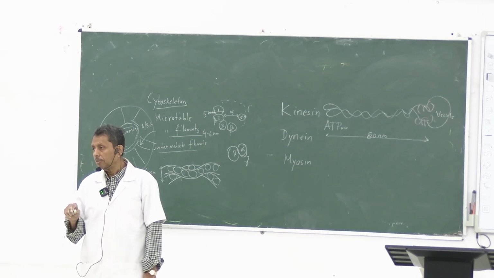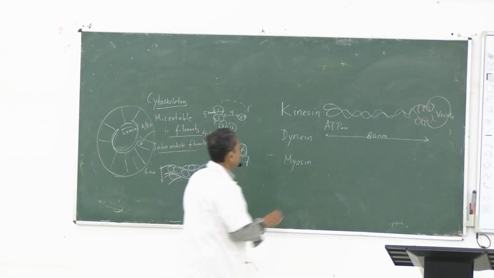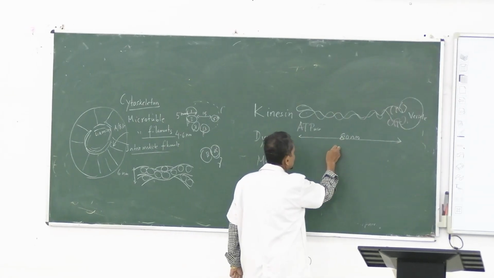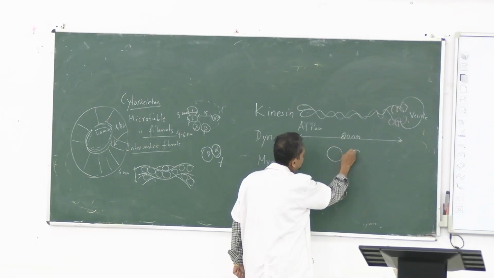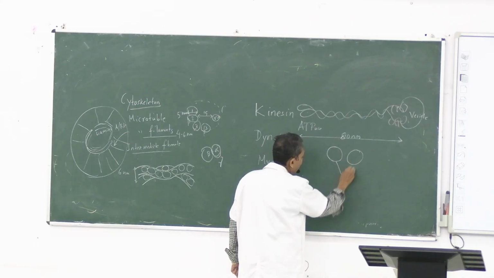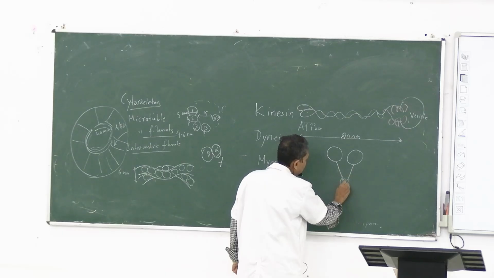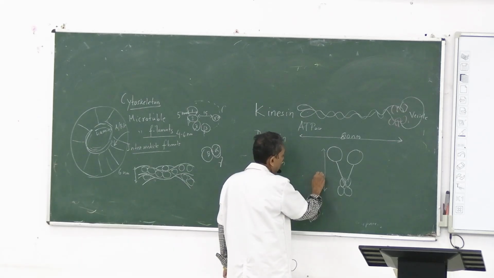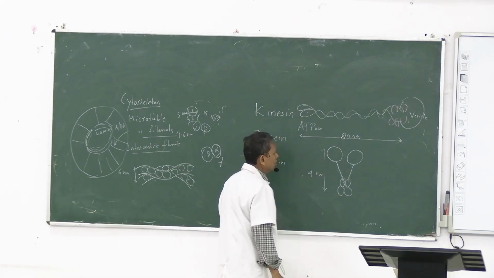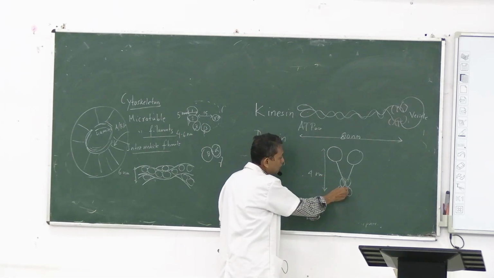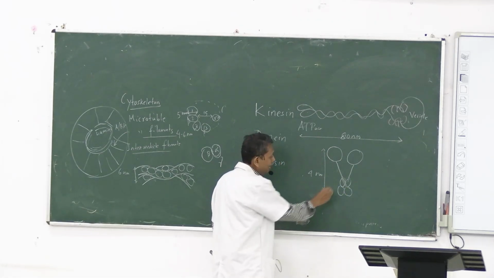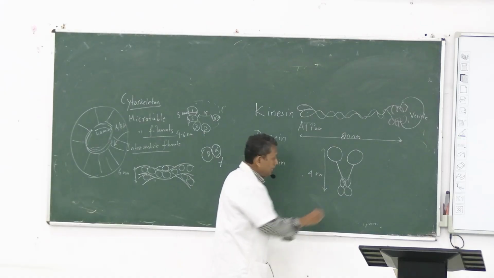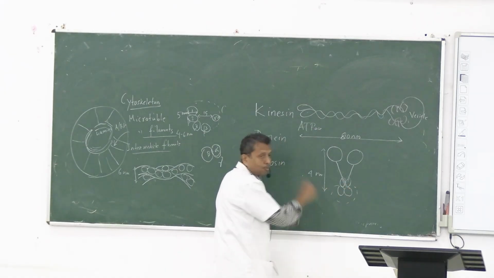And these dyneins are of this type of structure given in the text. There is the head part and the neck part, which is embedded in some proteins. The head is only 4 nanometer. It can bear a cargo to the minus end of these microtubules.